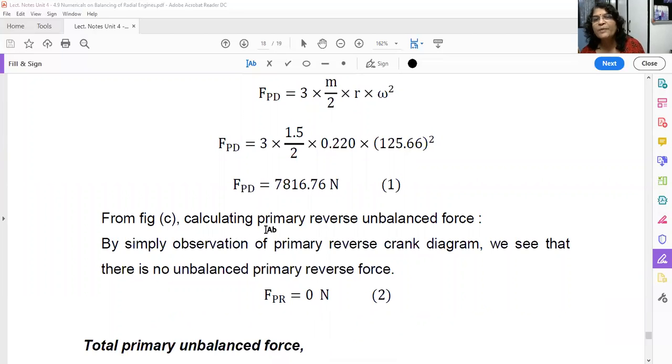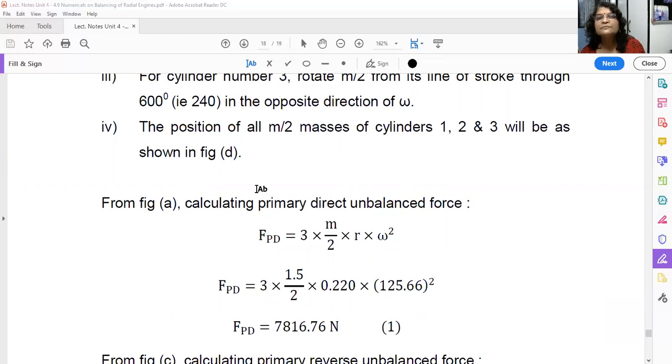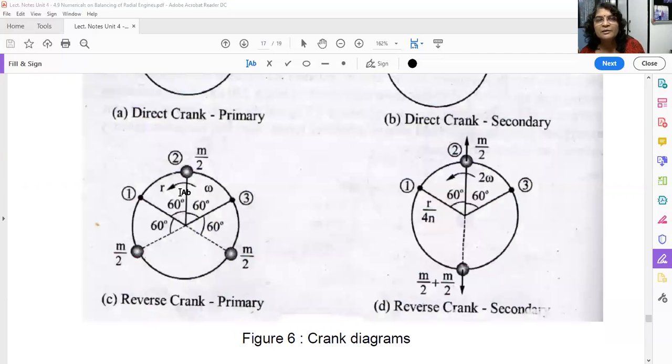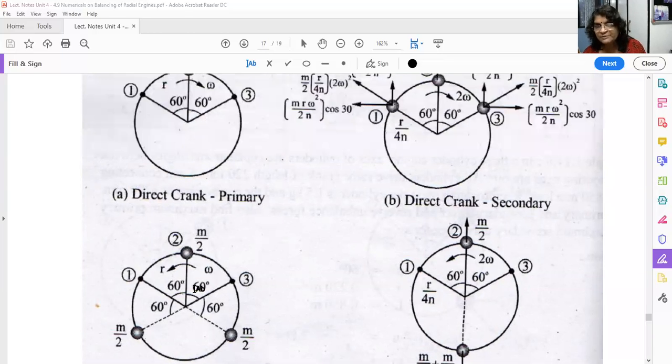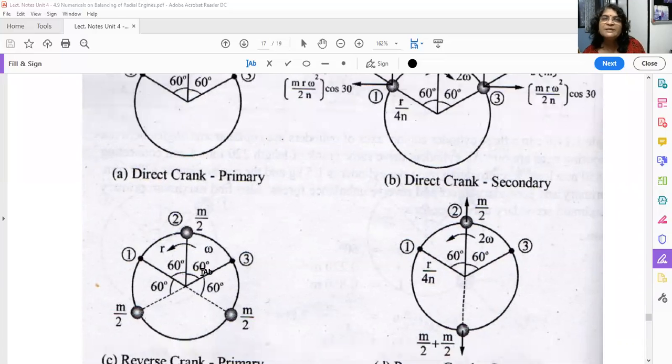Now for primary reverse, there will be zero unbalanced force, because the horizontal component of this force will be balanced by this horizontal component. And then the vertical component of sine 30 plus vertical component of sine 30 will be balanced by this one. So this is exactly equal to this plus this. So there will be no unbalanced force. So total primary unbalanced force will be direct force plus reverse force, which will be 0. So only direct force will be total unbalanced primary force.